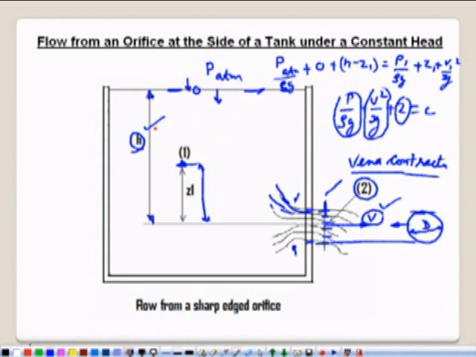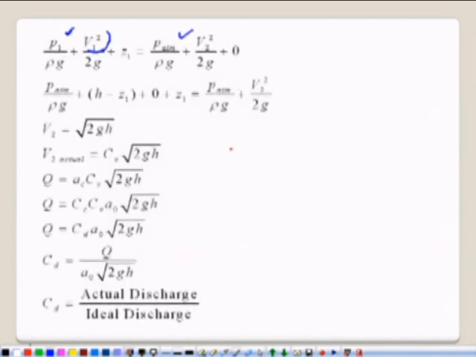So with the help of this equation, we can write P atmospheric divided by rho g plus h minus z1 plus 0 plus z1 is equal to this thing, P atmospheric divided by rho g plus V2 square divided by 2g, right. So z1 is cancelled, P atmospheric is cancelled. We will get this relationship: V2 is equal to root of 2gh. Now this is developed by considering an ideal flow.